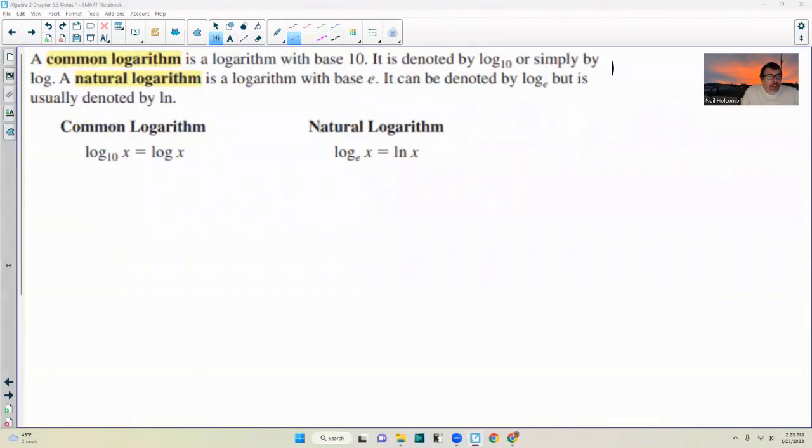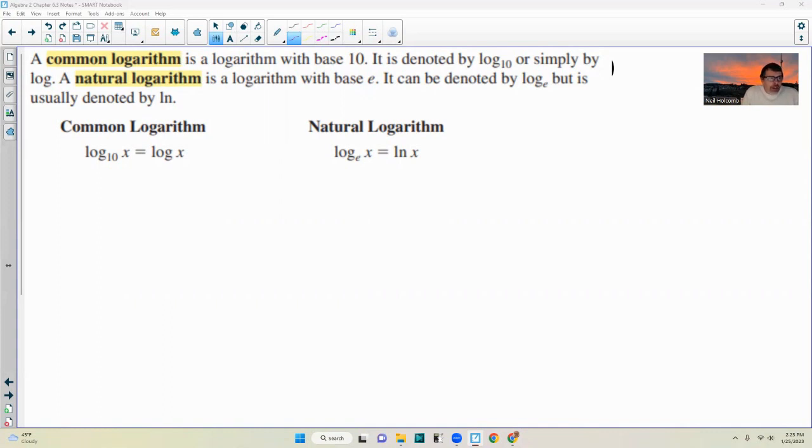Okay, so now we have what's called a common logarithm, and that is a logarithm with base 10. It is denoted by log base 10 or simply by log. So as I said a couple examples ago, if you have a base 10, you don't have to write it. So you can just say the log of something and you know that that's a common log or base 10.